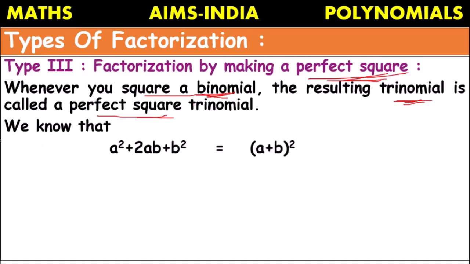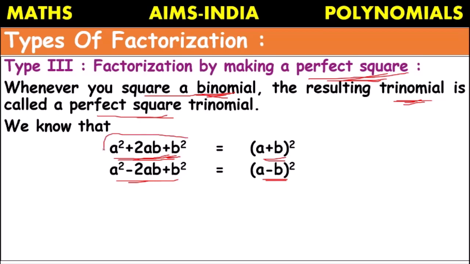So we know that a square plus 2ab plus b square is a trinomial. We can write it as a square of a binomial, the square of a plus b, or (a plus b) whole square. Or if we take a square minus 2ab plus b square, we can write it as the square of a minus b, or (a minus b) whole square. So these two trinomials can be written as squares of binomials.